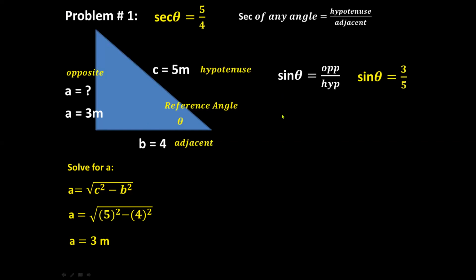For the next function na kailangan natin, cosine of any angle or cosine theta is adjacent over hypotenuse. Ang value ng adjacent is 4. Ang value ng hypotenuse is 5. That is why cosine theta is 4 over 5.